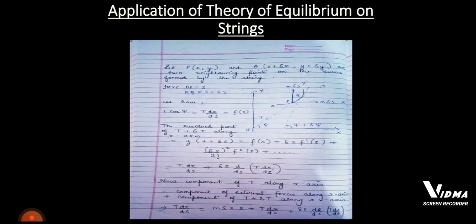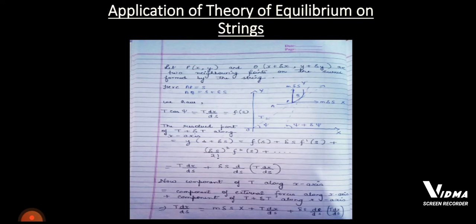Now we have from the figure T cos psi is equal to T dx upon ds, that will be equal to F(s). The resolved part of T plus del T along x-axis will be equal to F(s plus del s), that will be equal to F(s) plus del s F dash (s) plus del s square upon 2 factorial F double dash (s) and so on. Which will be equal to T dx by ds plus del s d by ds of T dx by ds. So the component of T along x-axis is the sum of the component of external forces along x-axis and the component of T plus del T along x-axis.